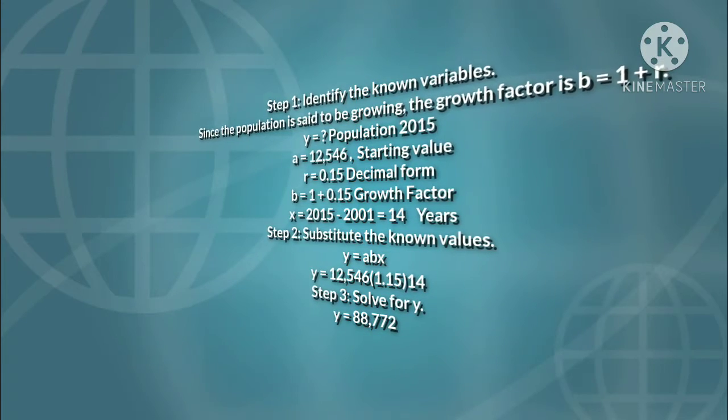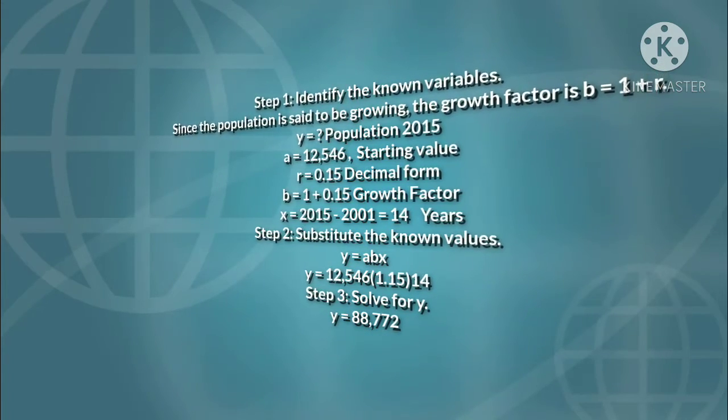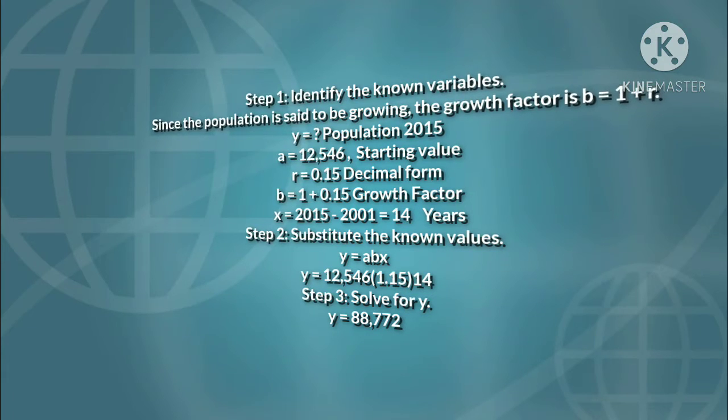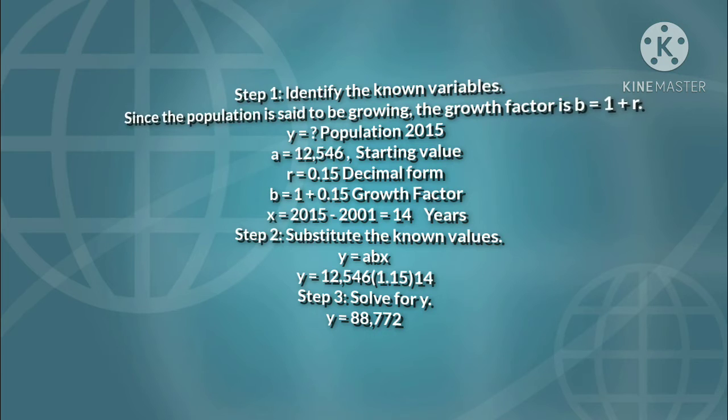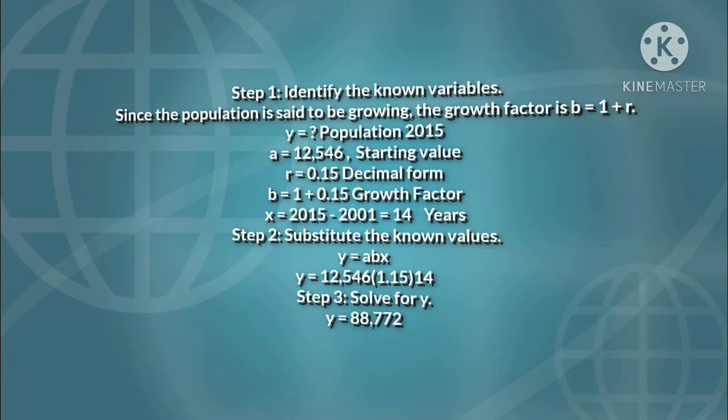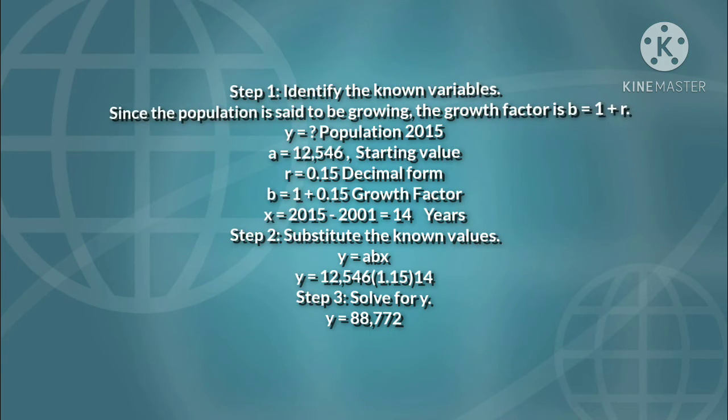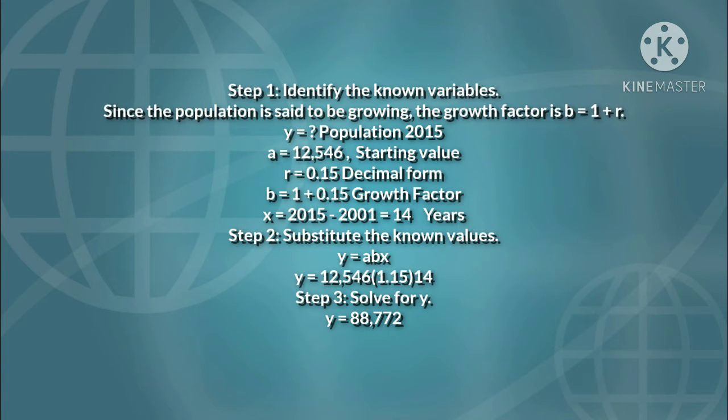So the first step is to identify the known variables. Since the population is said to be growing, the growth factor is b equals 1 plus r, okay? y equals the population in 2015, and a is the starting value. Okay, r is the decimal form of 15%, so it will be 0.15. x equals 2015 minus 2001, which equals 14 years.